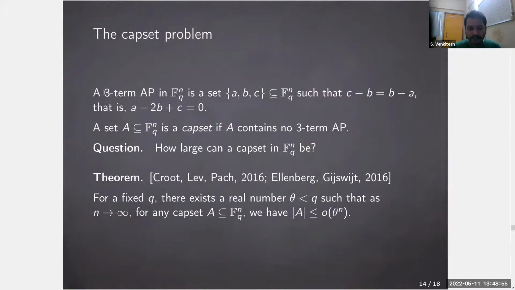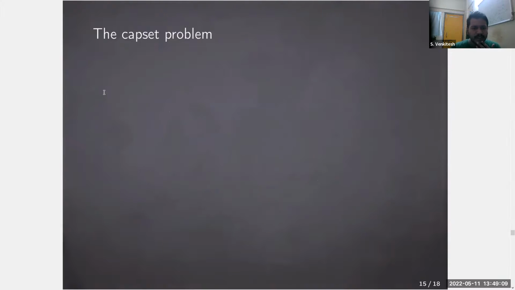That's the answer. This was a conjecture for a long time, and Croot, Lev, Pach came up with this idea of constructing matrices via polynomials and then looking at the rank, and Ellenberg and Gijswijt sort of refined their approach. So what is this method?